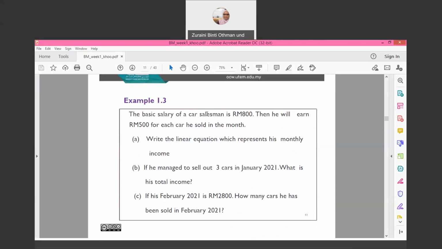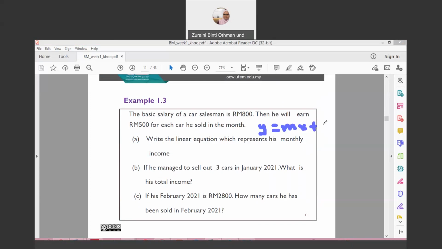Okay, the basic salary of car salesman is 800. Basic salary, when we call the basic salary, it is the y-intercept. You always remember in y is equal to mx plus c. C is the basic salary, which is when x is equal to 0, bila tak ada apa-apa berlaku, so the value here yang atas ni ialah dia kata 800. So we already know that the y-intercept C here is 800.